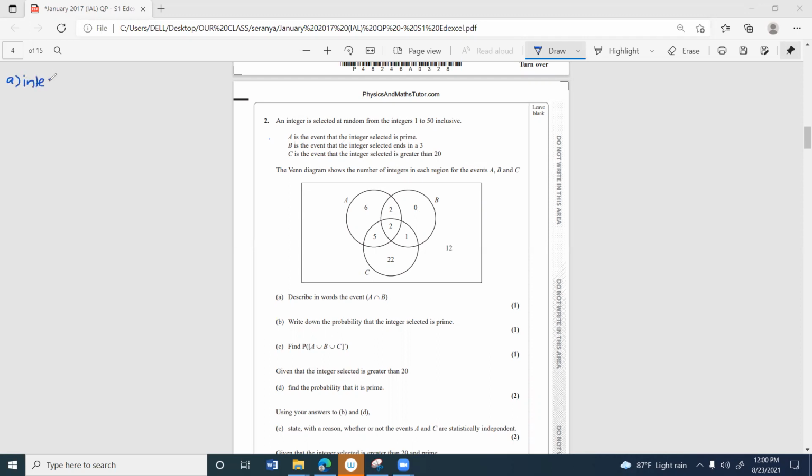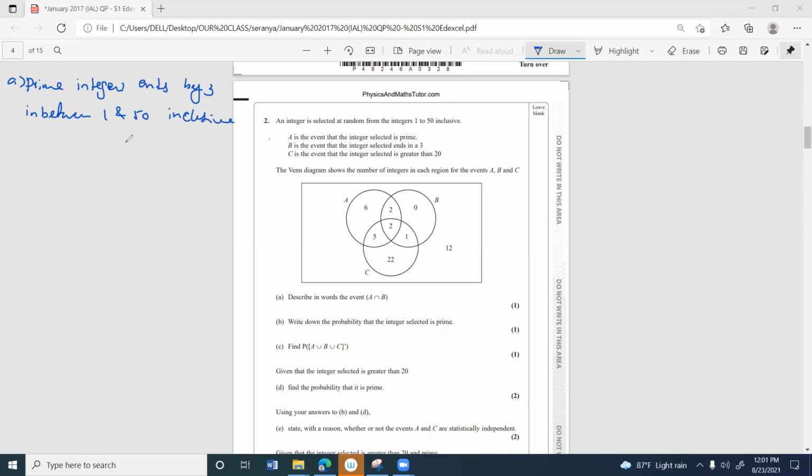You can simply write: it's a prime integer that ends in 3, between 1 and 50 inclusive.